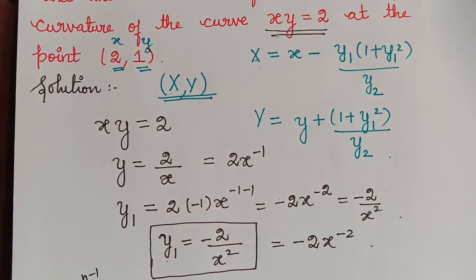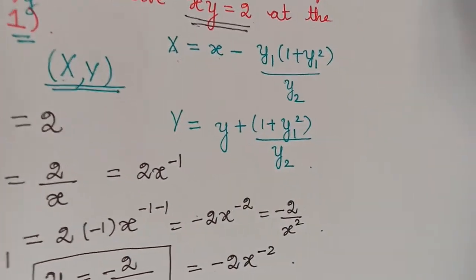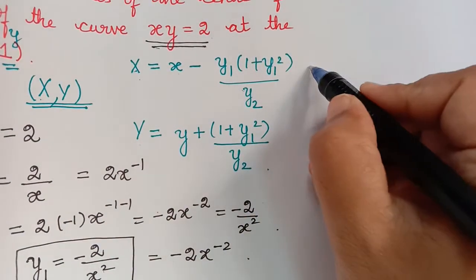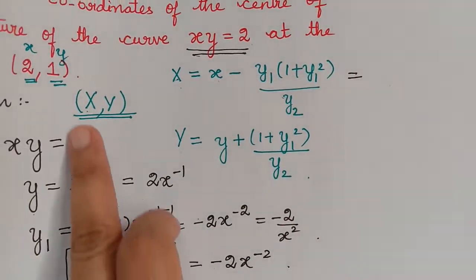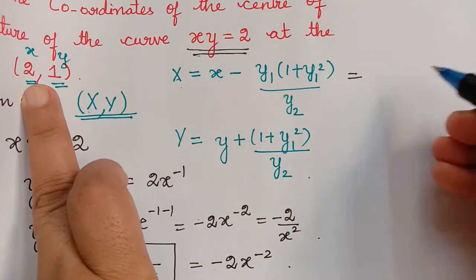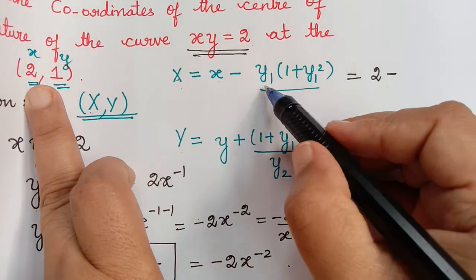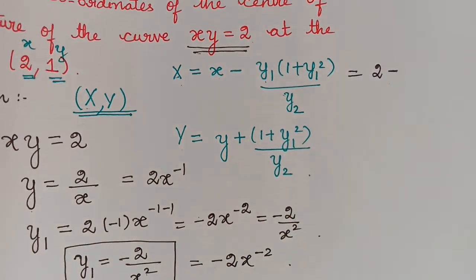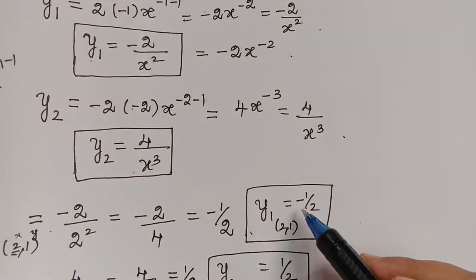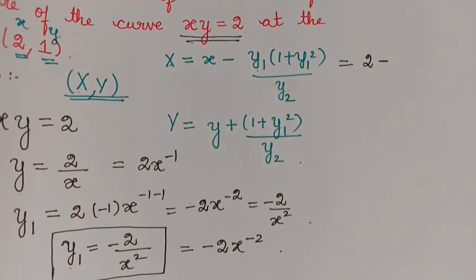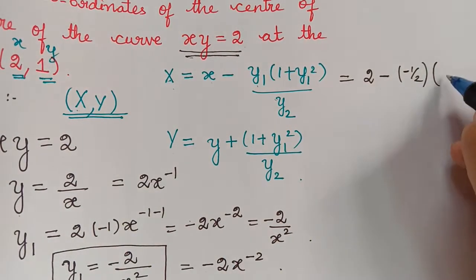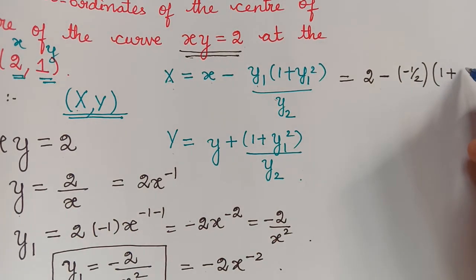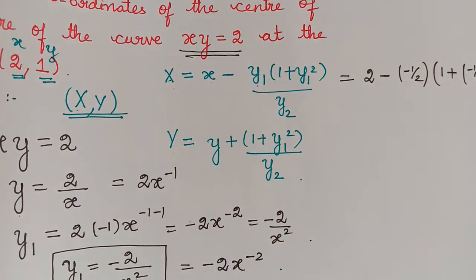So first we will substitute here. So what we will get is, the value of x will be equal to, this small x is this coordinate, that is the value of small x is 2. So 2 minus, what is our y1? Just now we have evaluated our y1. We have found it to be minus 1 by 2. So that we have to substitute here. So minus 1 by 2 multiplied with 1 plus y1 square. So minus 1 by 2 square. So it will be minus 1 by 2 square.